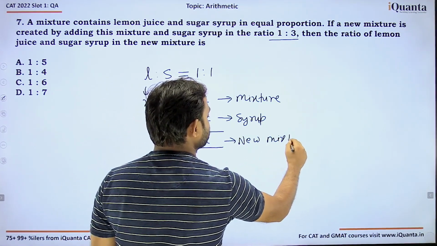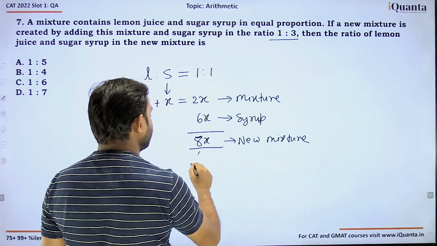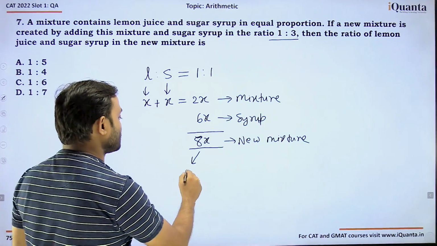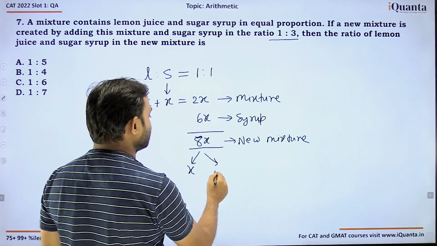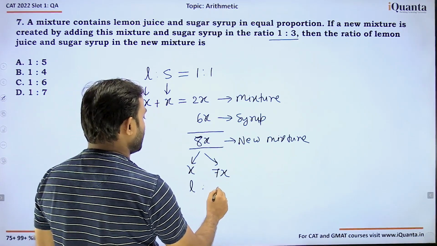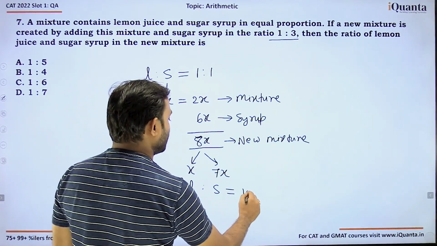Now in this mixture, lemon juice is still x because we are not mixing any kind of lemon juice, and the rest will be syrup, which is 7x. So L is to S is now 1 is to 7.